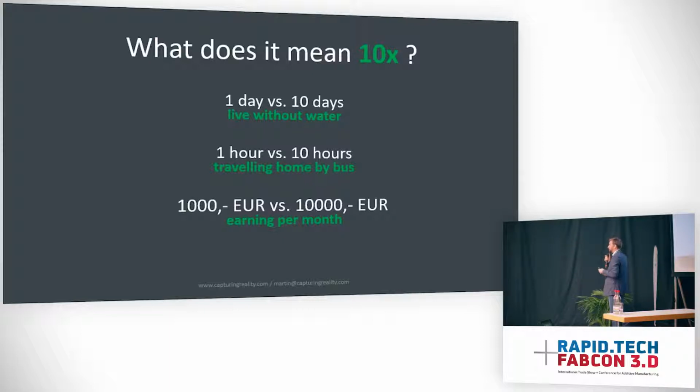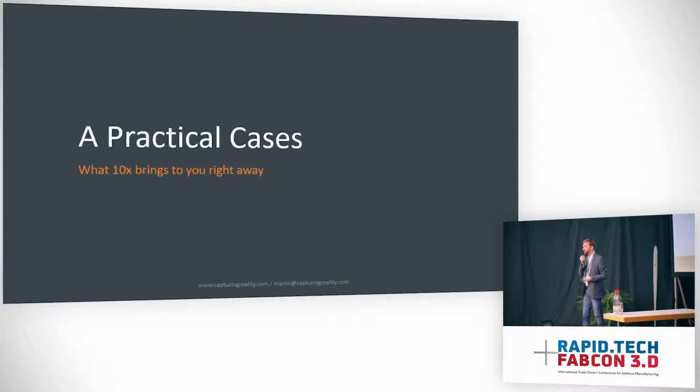Or you can imagine what it means traveling by bus 1 hour instead of 10 hours. And you can imagine the difference if you are getting 1,000 euro per month or 10,000 euro per month. So this is just to show the scale. But what does 10x mean? So let me show a practical case. What does a 10x speed up bring you?